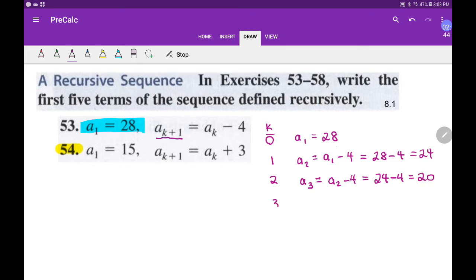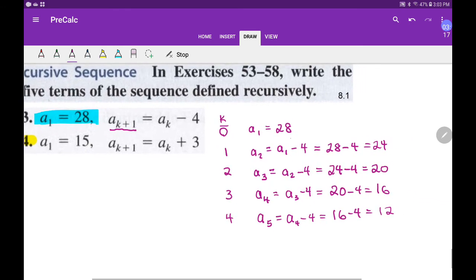Okay, the fourth term, which is kind of strange because k is 3, a sub 4 is equal to a sub 3 minus 4. Well, what was a sub 3? Well, that was 20. So I'm always looking back to see what happened before. And then finally, the fifth term, a sub 5, is equal to a sub 4 minus 4. And that's going to be 16 minus 4. So you see I'm working my way down. Eventually I'll be negative, but not yet.